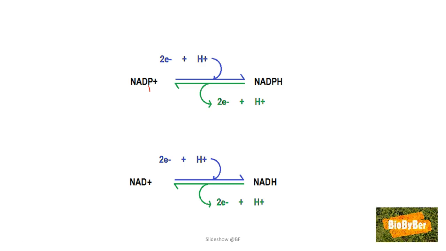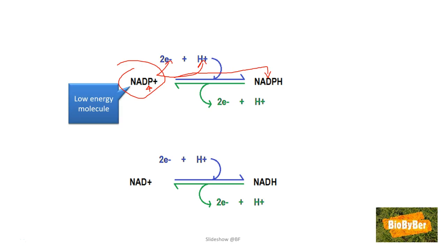NADP+ takes part in photosynthesis. Remember the P here. NADP+ can pick up 2 electrons and a proton or a H+, and it is converted into NADPH. NADP+ is a low energy molecule. NADPH is a high energy molecule.